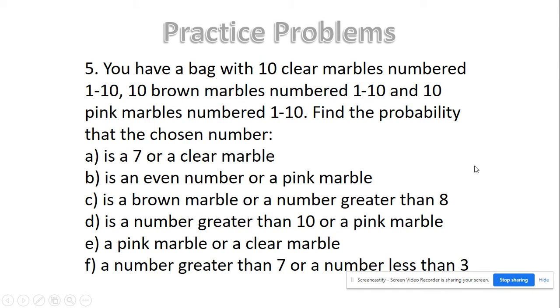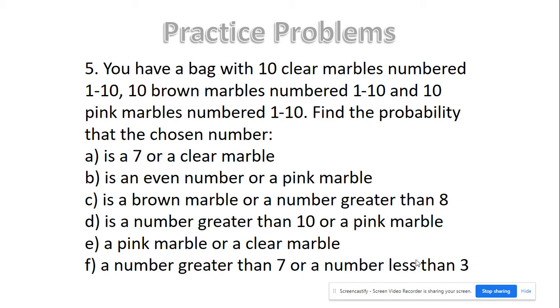You have a bag with 10 clear marbles. Actually, I want y'all to write down your answers to A through F real quick. Just on the side is fine. So it's 10 clear marbles numbered 1 to 10, 10 brown marbles 1 to 10, and 10 pink numbered 1 to 10. So we have a total of 30 marbles. Each marble is both a color and a number. Answer those questions.